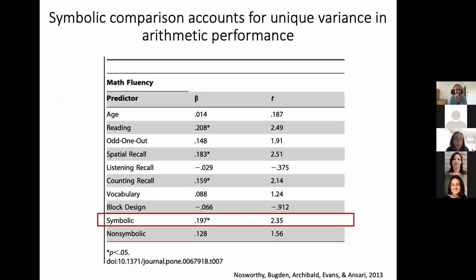They additionally found that the symbolic comparison was a unique predictor of both math fluency and calculation skills. So in a multiple regression model that included age, measures of IQ, and working memory, only the symbolic condition, but not the non-symbolic condition, was a significant correlate of math fluency performance. So these findings suggest that symbolic magnitude skills are a critical and more important foundation for developing basic arithmetic skills.